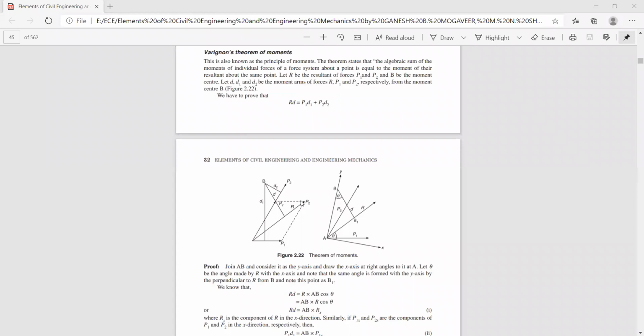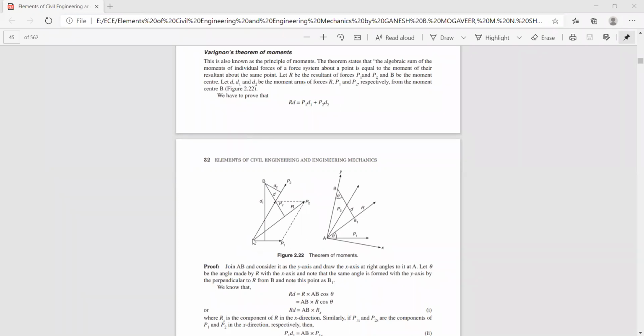Now, suppose we consider a point, say B. This point is the moment center about which you are going to consider the moment of the resultant as well as the moment of these two individual forces. Now let small d, D1 and D2 be the perpendicular distances from the line of action of the forces to the point about which you are going to consider the moment. Now let us reconstruct this figure.